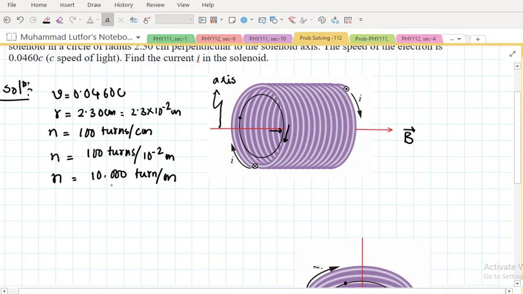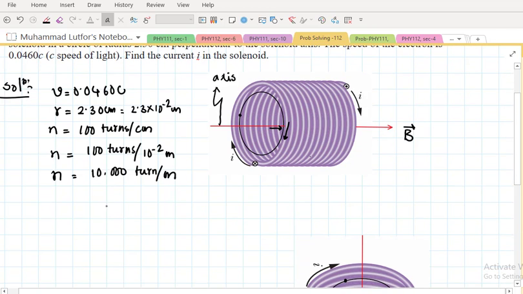And the strength of that magnetic field we can find from the formula. B would be mu naught times I times n, where mu naught is the permeability of the medium, I is the current, and n is the number of turns per unit length. Fine.